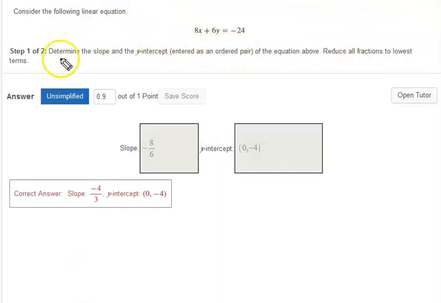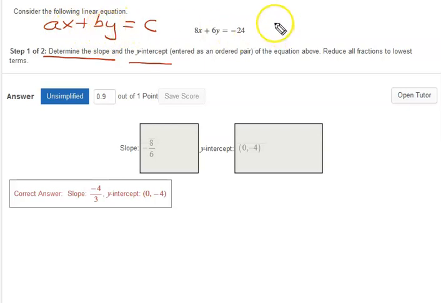Moving on, here they're asking determine the slope and the y-intercept. Well, this is in standard form, ax plus by equals c. Well, by solving for y, we can put it in slope-intercept form, y equals mx plus b. When it's in this form, we can pick out the slope and the y-intercept.